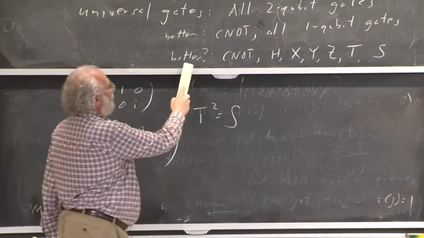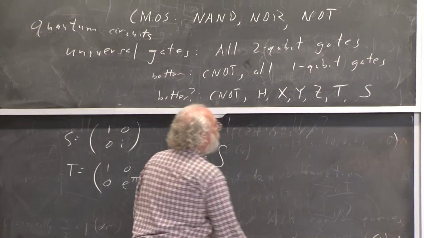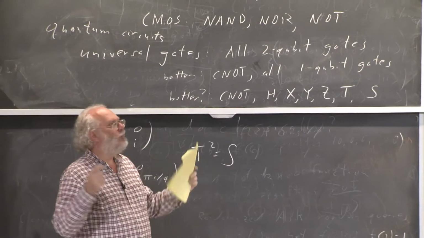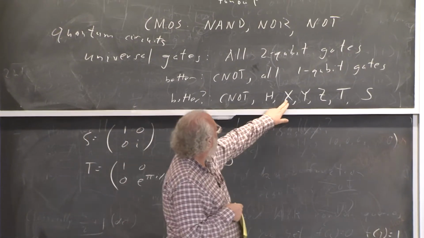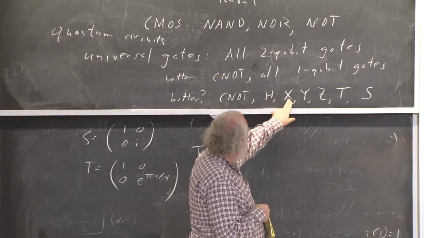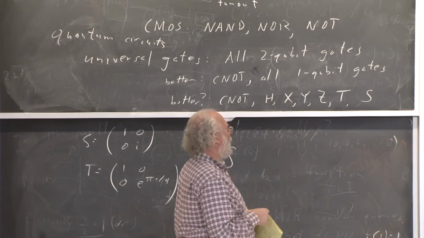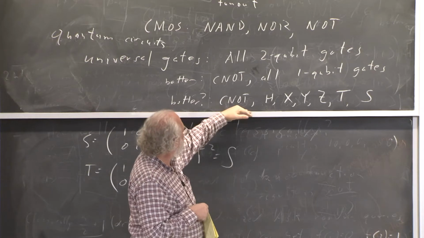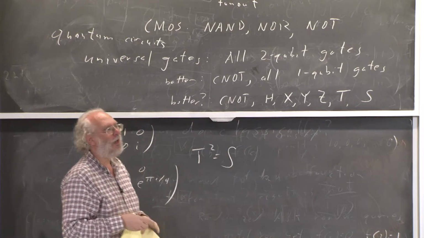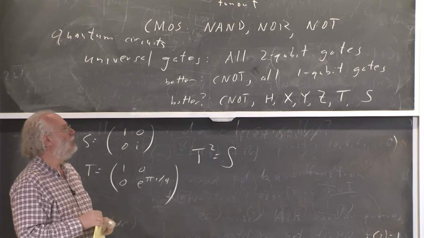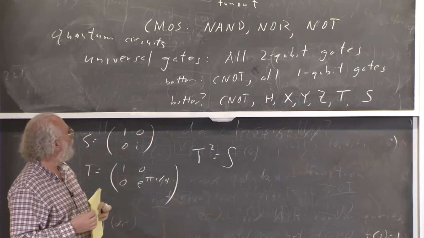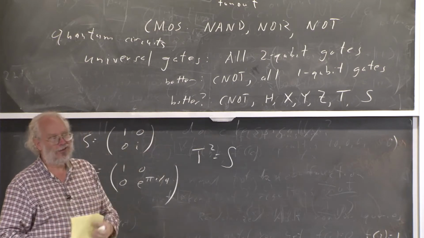So this is a universal set of gates. And of course, it's not the smallest universal set of gates, because X can be HZH, Z is HXH, etc. But this is the universal set of gates used by Nielsen and Chuang in the book. And it's a reasonably good set of gates.